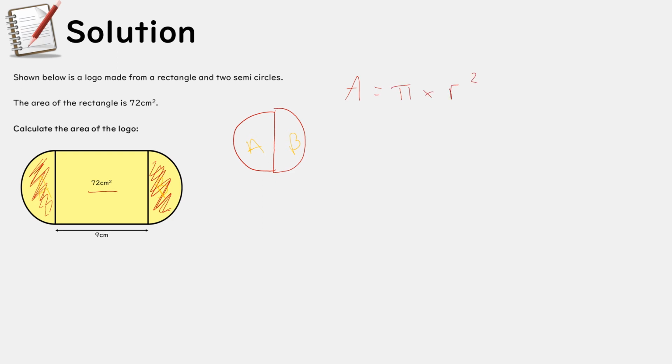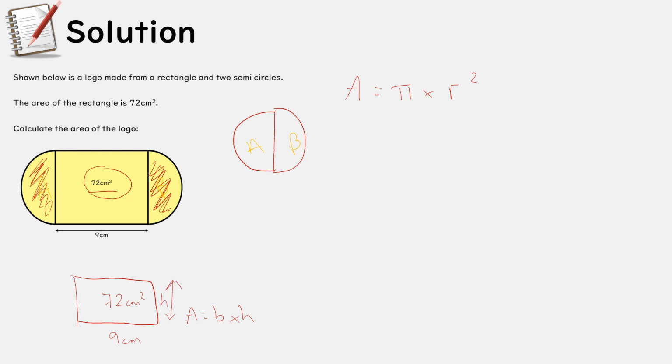I think we're going to have to use this bit here about the area of the rectangle. Let's just go on a side note over here. We've got the rectangle. We know it's 72 centimeters squared, and we know the base is 9 centimeters. Well, remembering back to the last few lessons, we know the area of a rectangle equals base times height.